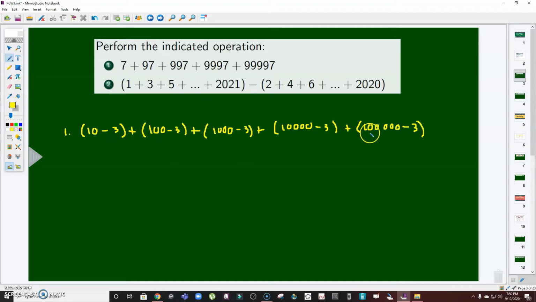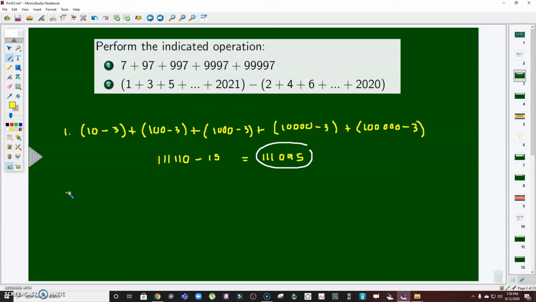Now, it's easy for us to add this 100,000, 10,000, 1,000, 100, and 10. So the sum is 111,110, right? Okay, so what we're going to do next is subtract 3 five times, or there are 5 negative 3's. That is, we're going to subtract 15. See that? There you go. So therefore, the difference of these two numbers is just 111,095. See that? Okay, so this is our answer for problem number 1.